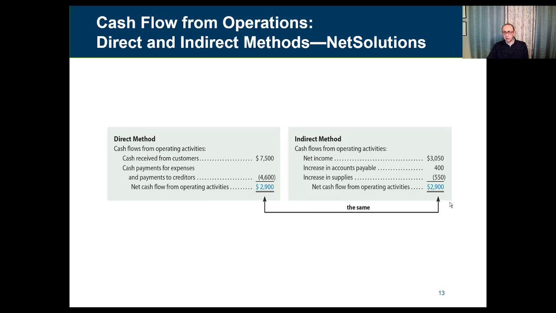One thing I want you to be aware of: whether we go direct or indirect, the bottom line values should be the same. There's no difference in the net cash flow from operating activities whether we use the direct method or the indirect method. These are two methods of presentation, but not two methods of calculation, because your calculation at the end should be the same.